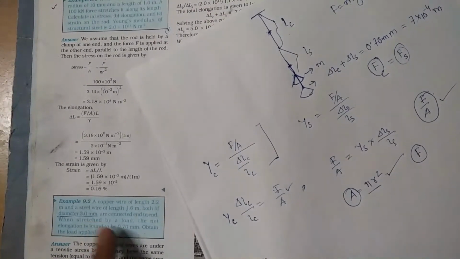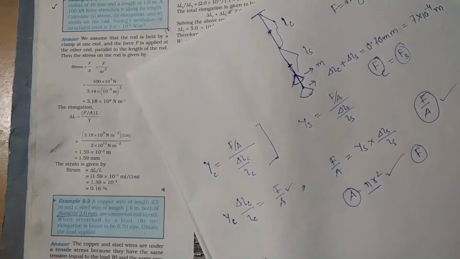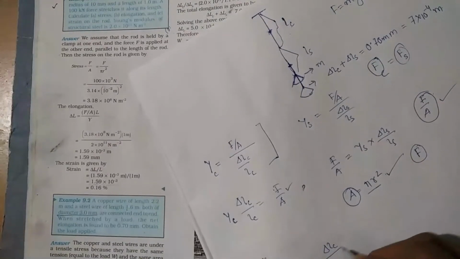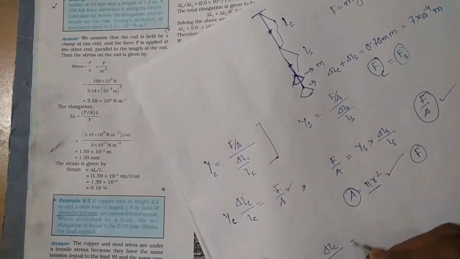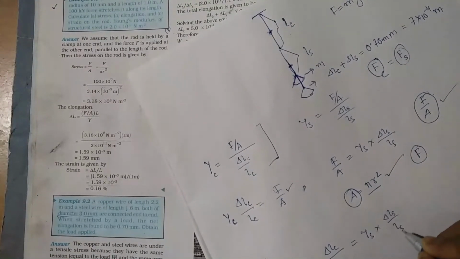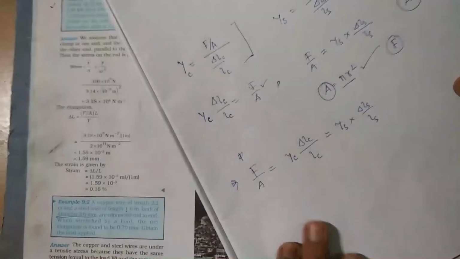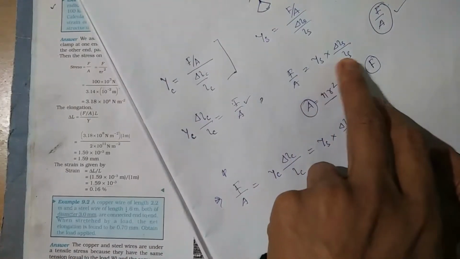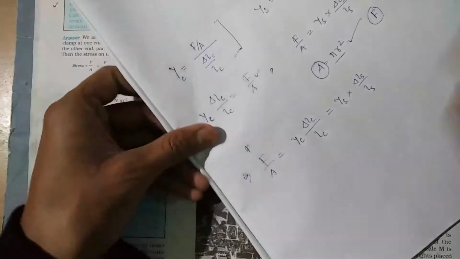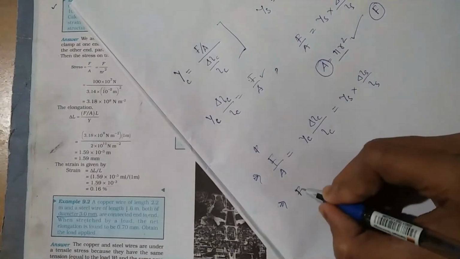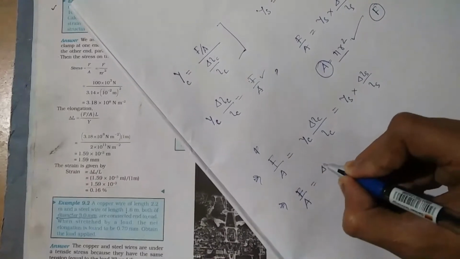Or we can also write this equation as force per unit area is equal to Young modulus of copper wire into del L of C by L of C is equal to Young modulus of steel wire into del L of S by L of S. We are writing this from here, and since force per unit area is the same, we are writing it like this. Or we can write this equation in a simple form, like force per unit area is equal to del L of C.